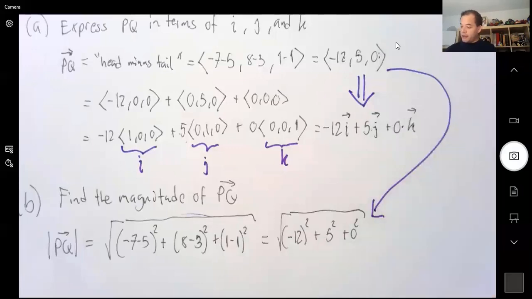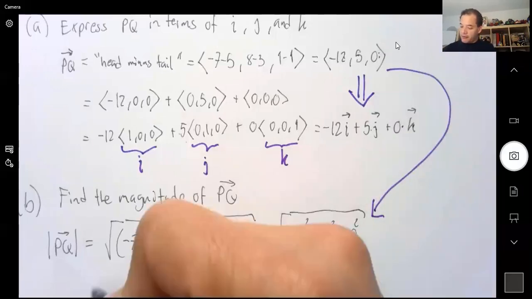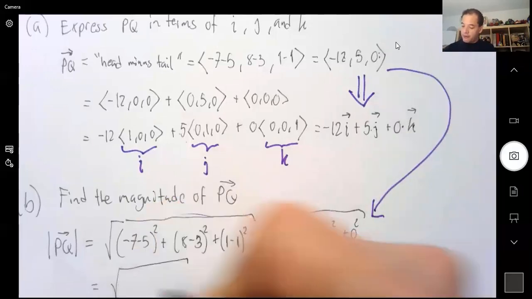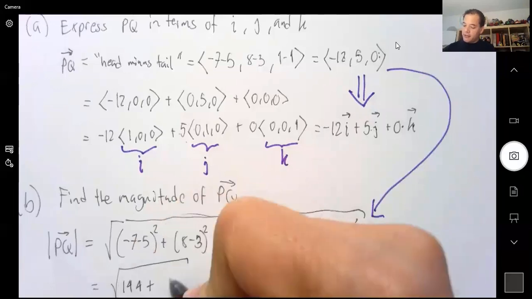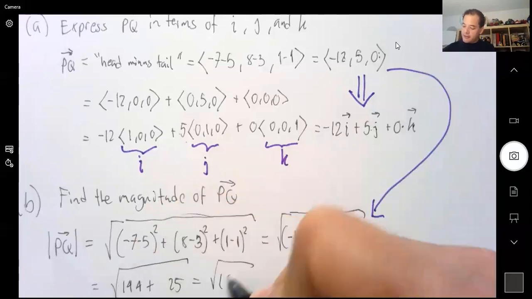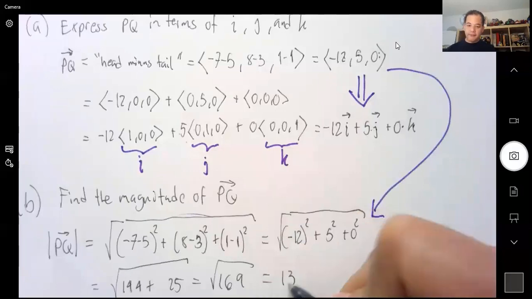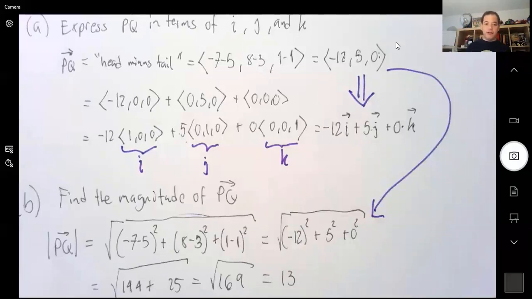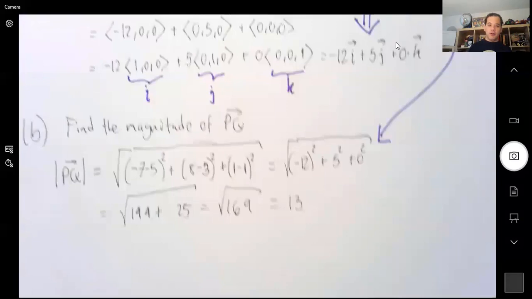So all that is left now is to figure out what this is. This is 144 plus 25. That's 169, and the square root of that is 13. So the length of this, the magnitude of this vector is 13 units. All right, we're good.